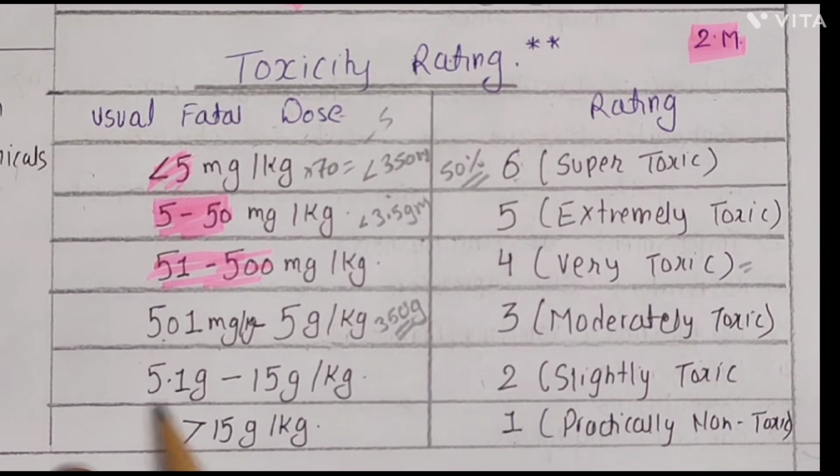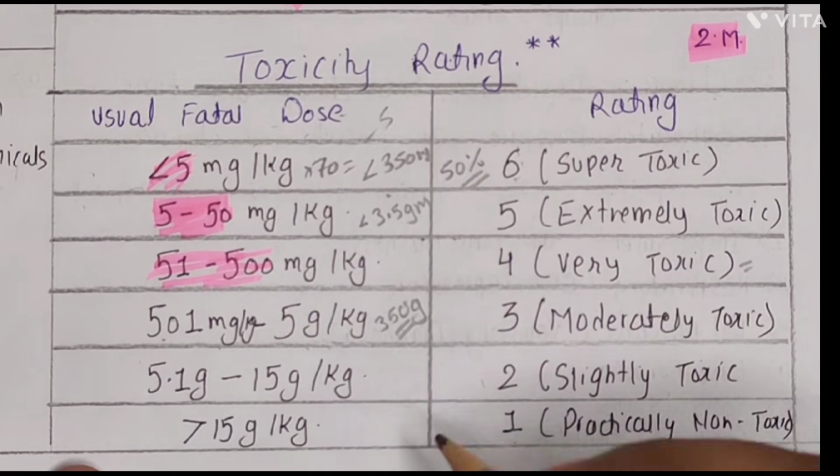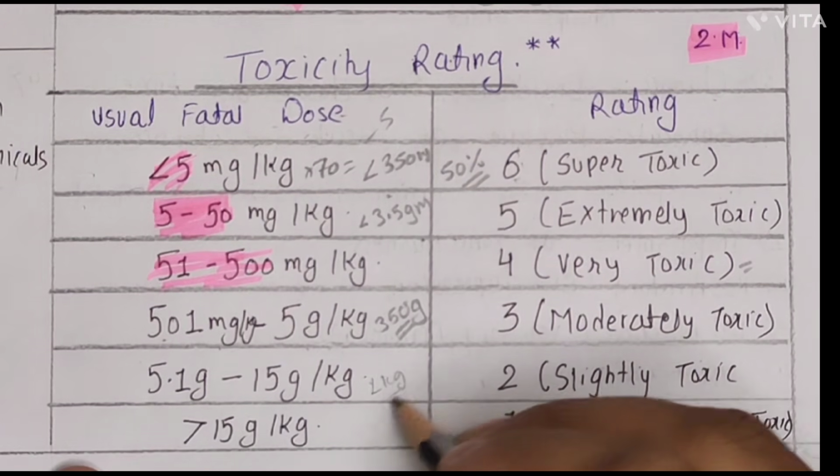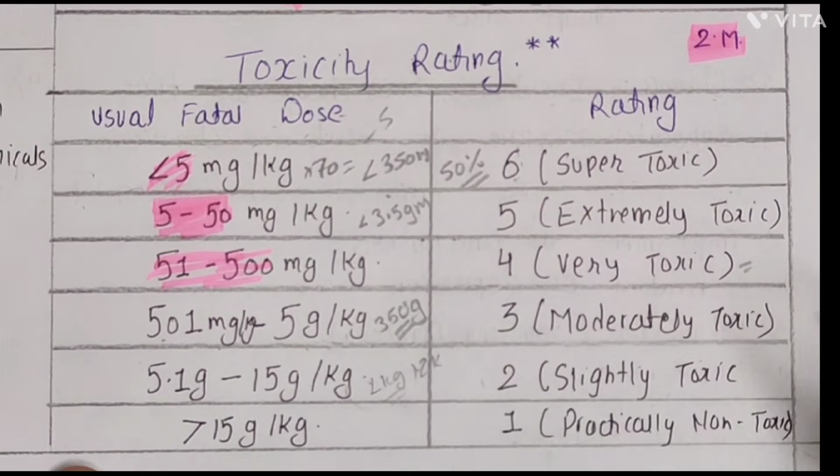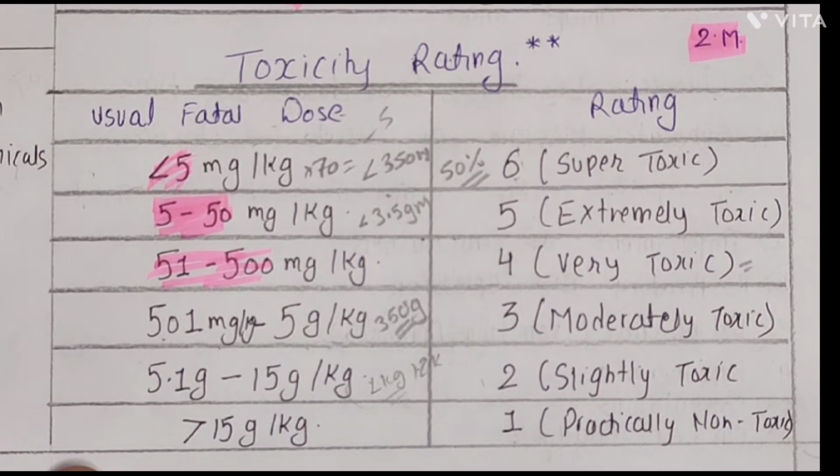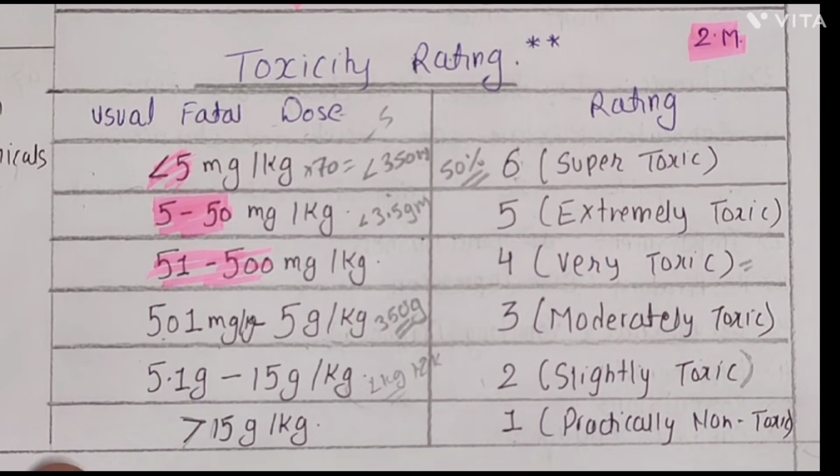Then the another category is 5.1 gram onwards up to 15 gram per kg. Here I need to take around 1 kg or 1.2 kg to get fatality, so it is only slightly toxic. Yes, but toxic. It has a harmful effect on our body. But taking 1 kg of poison is a little impractical, right? But yes, we can categorize them as slightly toxic poisons. Then at last, if we have to take more than 15 gram per kg, it is practically non-toxic. Means we have to take a kg to get the toxic effect. Then it's almost practically non-toxic only, right?